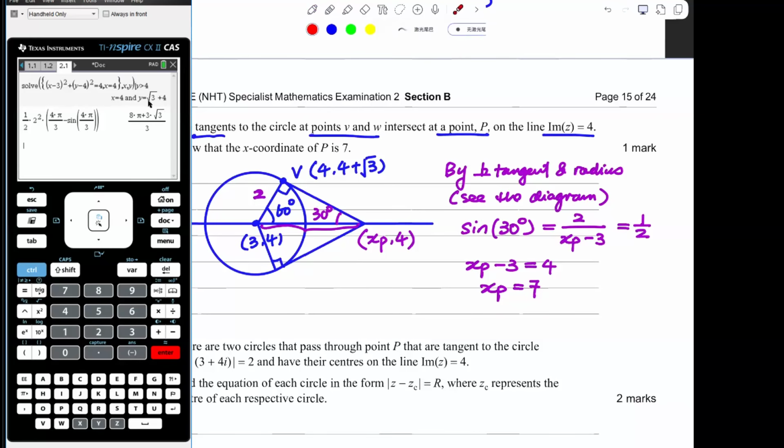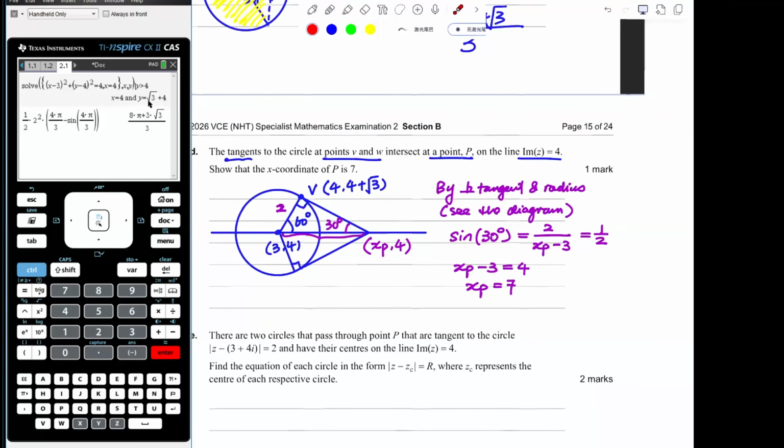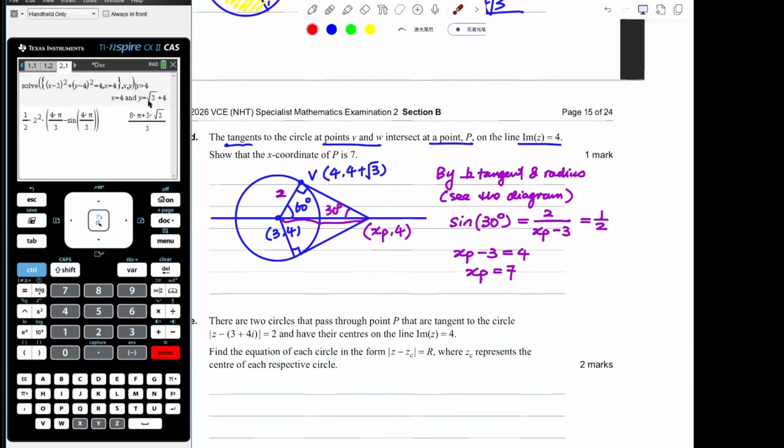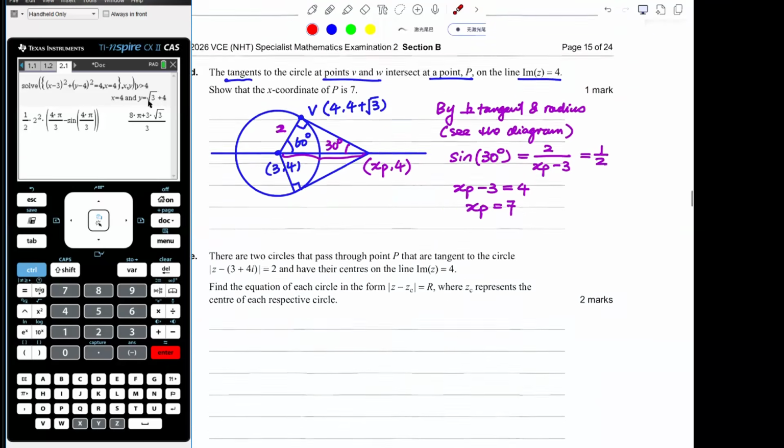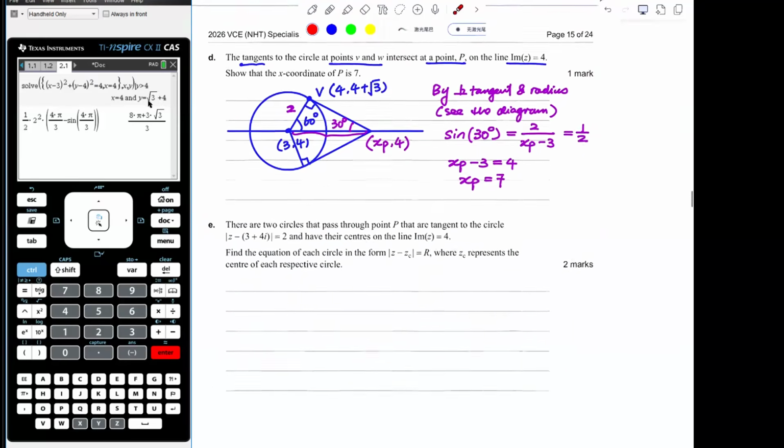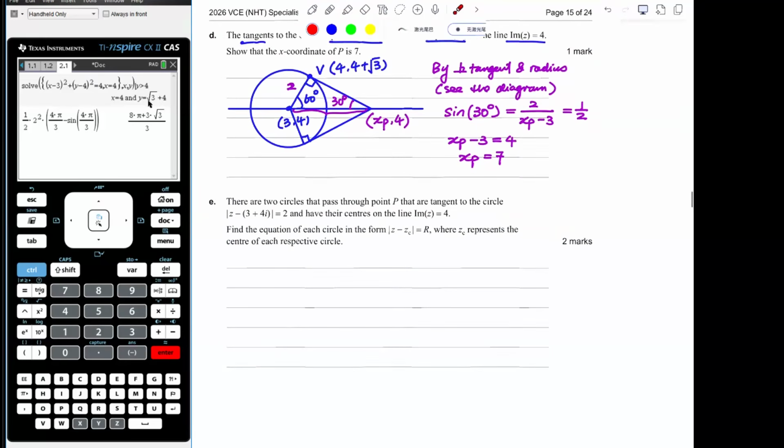So that's one possible approach. Alternatively, you might want to find the equation of this tangent and the other tangent and solve them simultaneously to get the x coordinate is 7. But I think just for 1 mark, you probably just need some sort of a suitable argument with some reasoning and working.